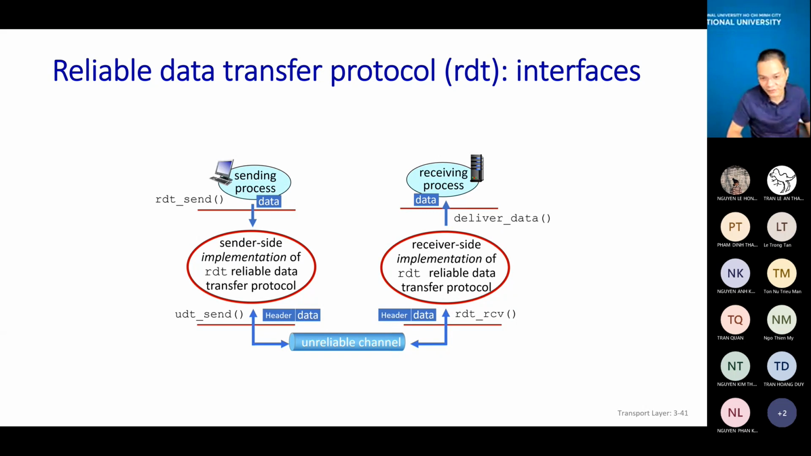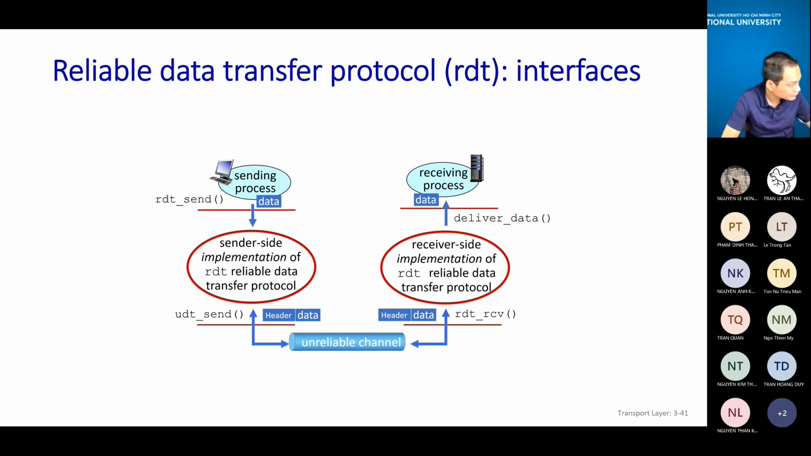So let's define some of the interfaces and terminologies in this RDT. You can see that we have the application layer on the sender side and on the receiver side, and we have two interfaces. RDT send: what does it mean? When you write an application and call RDT send, it means that you send data and you want to make sure that the data will arrive at the other end correctly. That is the idea of RDT send.